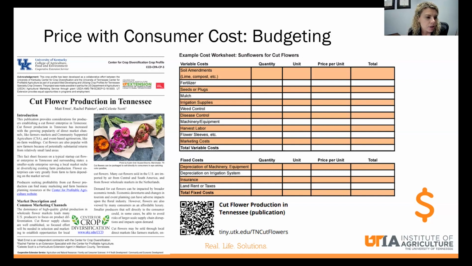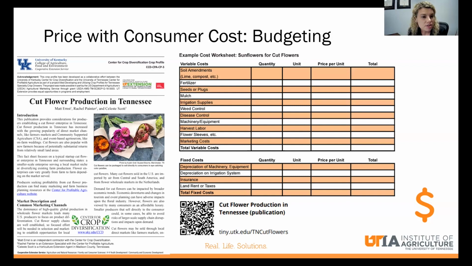So here is a cut flower production in Tennessee publication, and there is a simple budget included at the end of that publication. You can find that publication at tiny.utk.edu/TN-CutFlowers. Or again, you can search just cut flower production in Tennessee Center for Profitable Agriculture, and it should come up. In this publication, you can learn more about marketing and trends for cut flowers, as well as cultivars, harvest methods, and more. But in this, you can also find this simple budget.